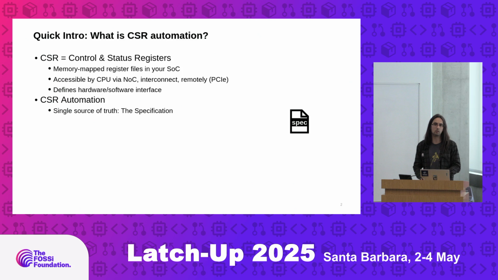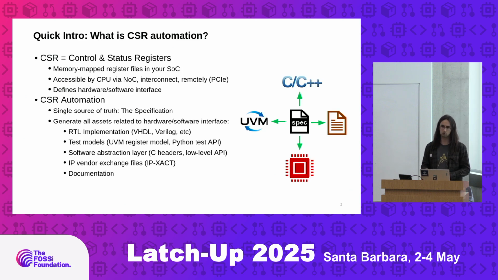Now, what is CSR automation? It's this idea that you have a single source of truth in some machine-readable format, and that's what we're going to call the specification. From that, it is convenient to describe your register space and generate a bunch of things. That could be your RTL implementation. That could be test models, whether it's UVM or some kind of Python base for cocotb or whatever. Eventually, you're going to need some header files for your software team to consume. IP-XACT is a great way to pass on information for other vendors. And then lastly, of course, documentation.